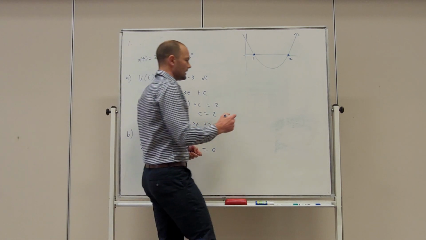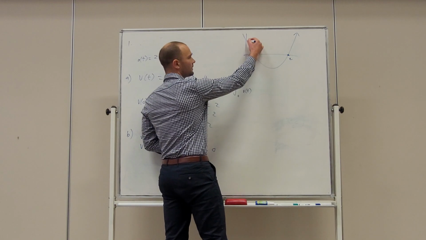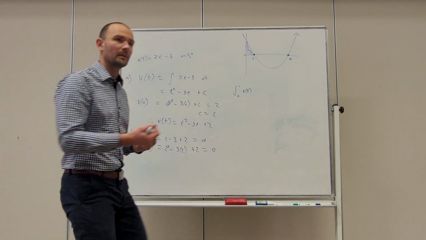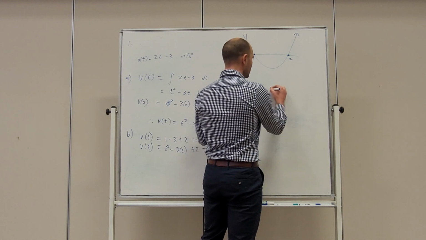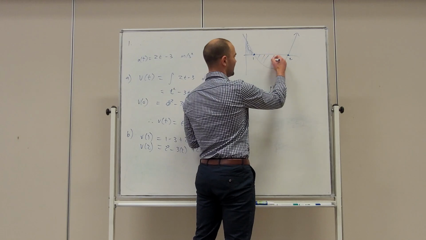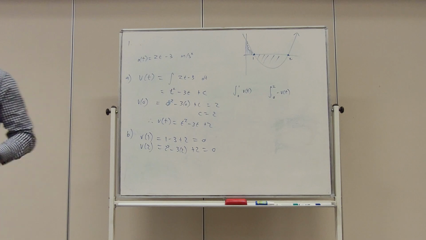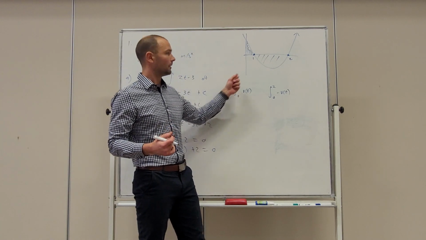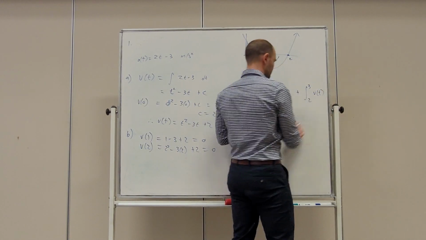What we know then is the area from 0 to 1 of v of t is how far it's moved to the right, because it's above the x-axis. Now, the integral from 0 to 2, I'm going to have to do the negative integral because it's below the x-axis. Whenever we have a function below the x-axis and we want to know the area, we need the negative of it. And then we integrate from 2 to 3 of v of t.